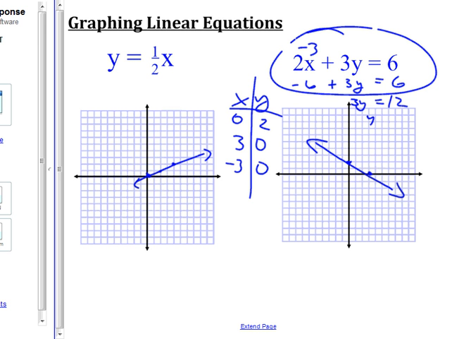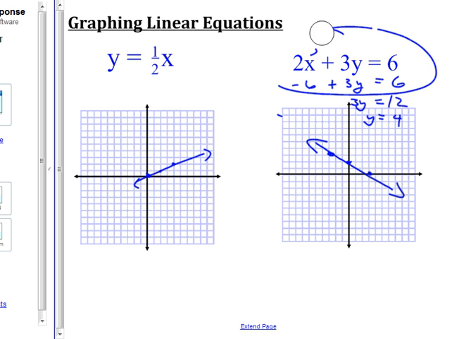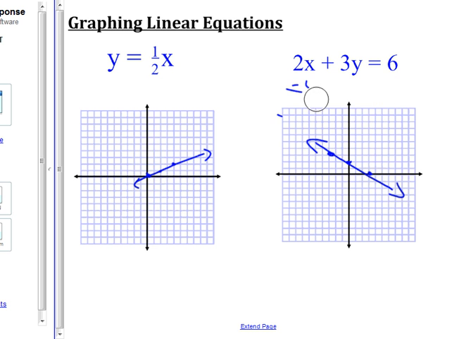So y must be 4. So if x is -3, y is 4. 1, 2, 3. Y is 4. There it is. Looks like it's on my line. So I think I did it right. Okay, I'm just trying to show you that other way. I know most of you, when you see this on a test, are going to just solve for y and graph it. And that'll work. Because then you'll have a slope, you'll have the y-intercept. I just want to show you another way.